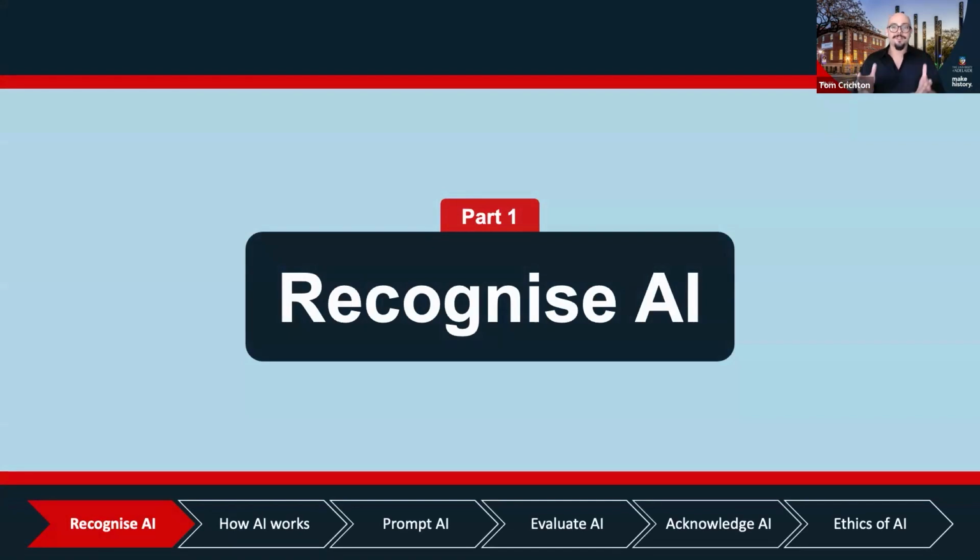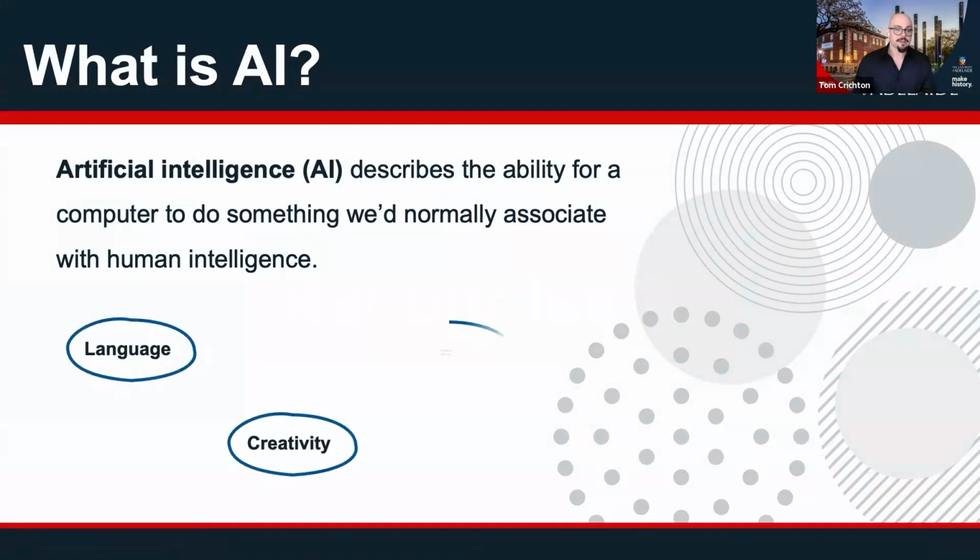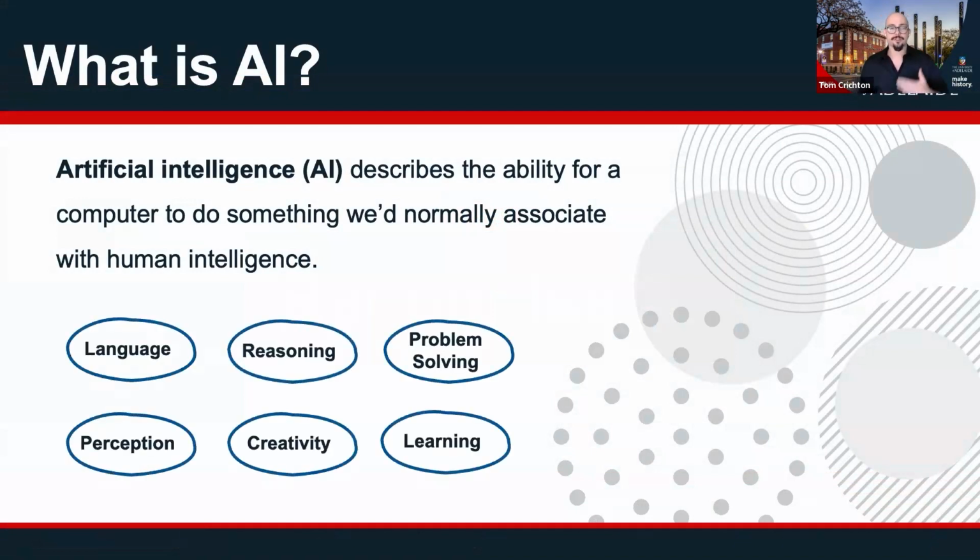Welcome to part one of the Masterclass in Generative AI, where we're going to learn to recognize AI and what AI actually means. So artificial intelligence describes the ability for a computer to do something that we would normally associate with human intelligence. This includes things like language, so communicating with other thinking beings, reasoning and problem solving, the ability to look at a problem and find a solution to solve that problem.